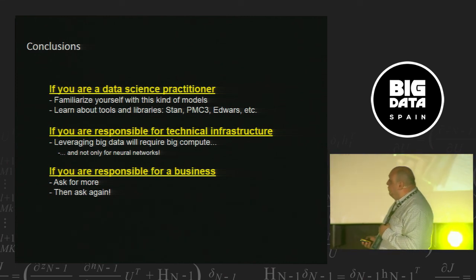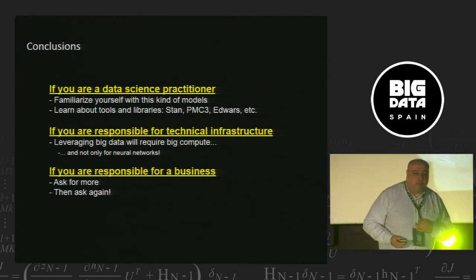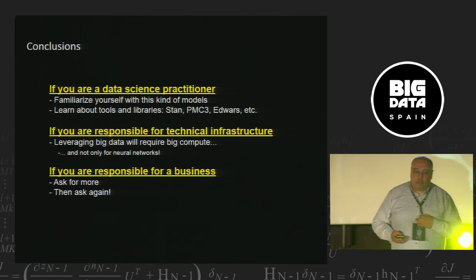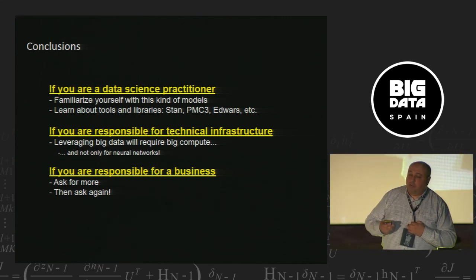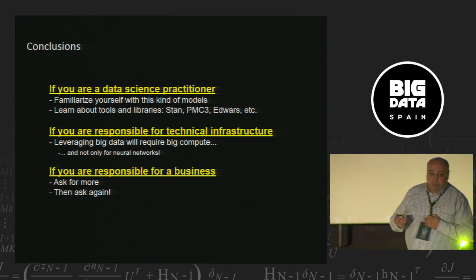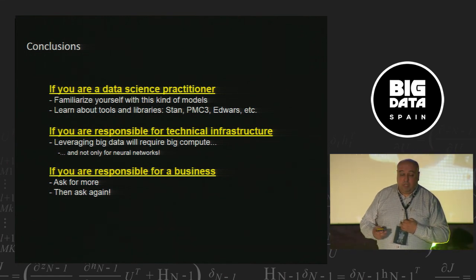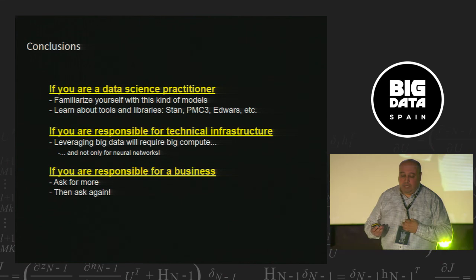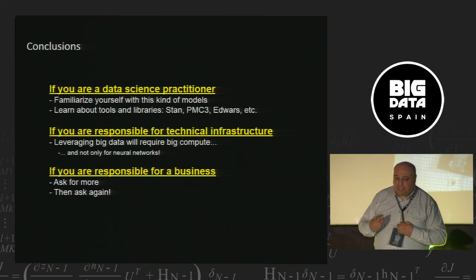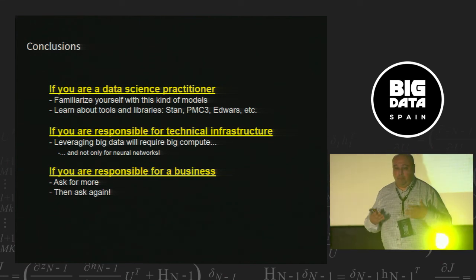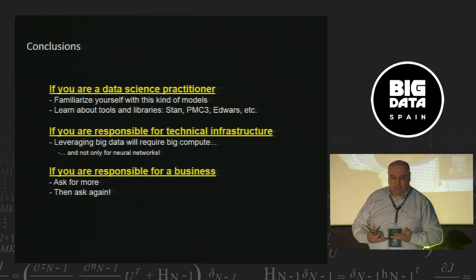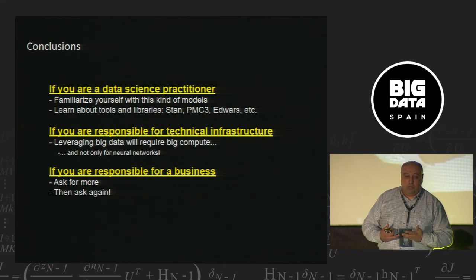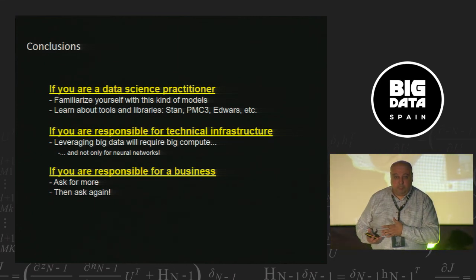And if you're responsible for business, the only thing I can say is ask for more. Things that were not possible 2 or 3 years ago are possible today. And of course, things that are not possible today will be possible in 2 or 3 years. In the case of Bayesian inference, the last 2-3 years have seen a massive increase in the power of these techniques. Things that people didn't dare to think were possible just a few years ago, today there is someone else doing it.